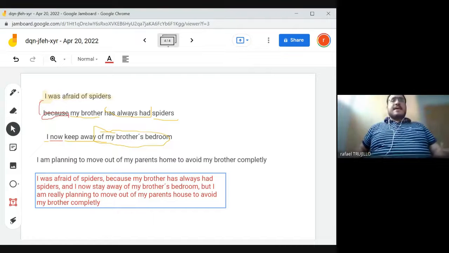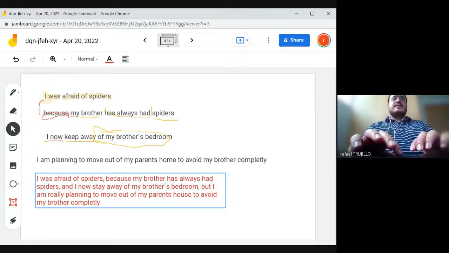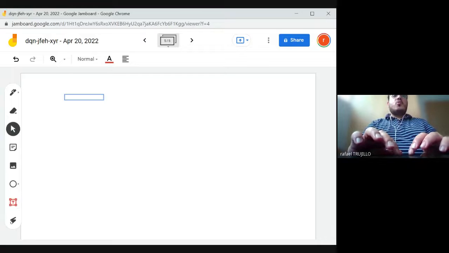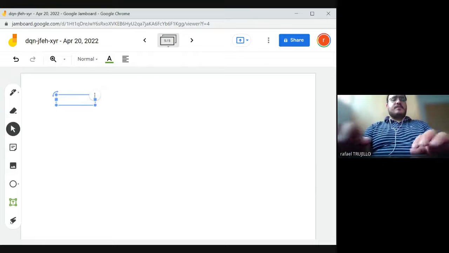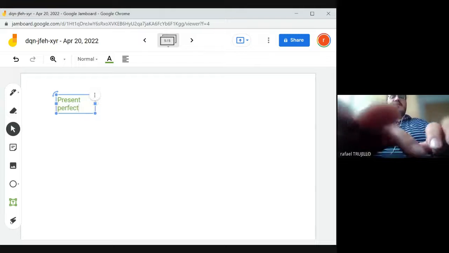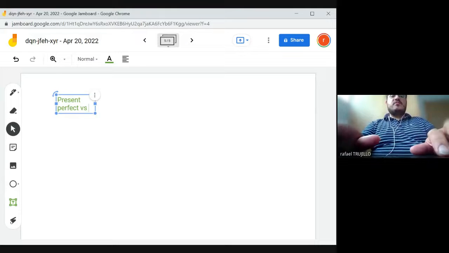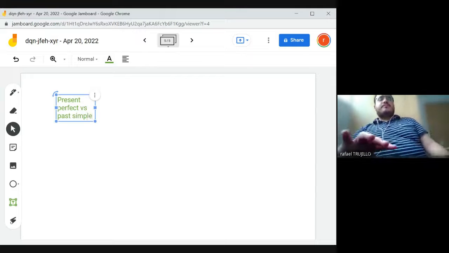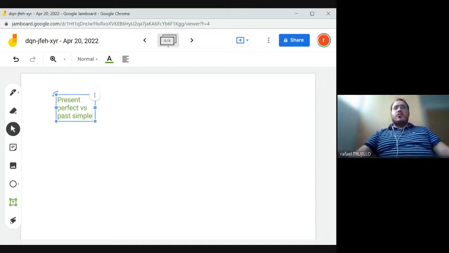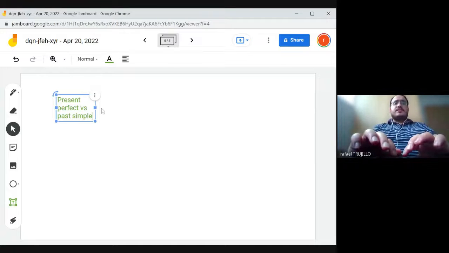No es más allá. El siguiente tema que me gustaría tratar con ustedes el día de hoy es el present simple versus present perfect. What does that mean? Present perfect versus past simple. Why? Why do I want to talk about this?